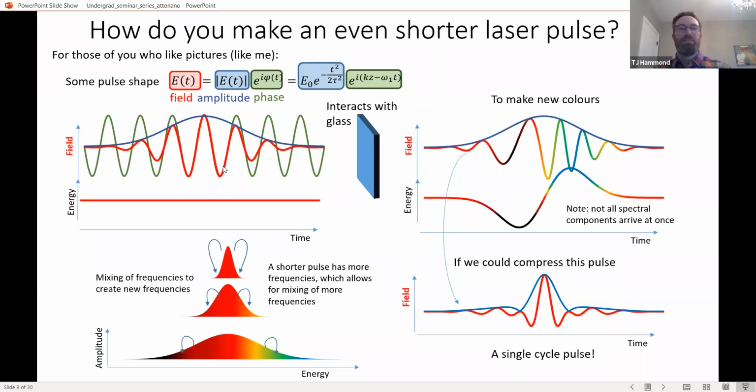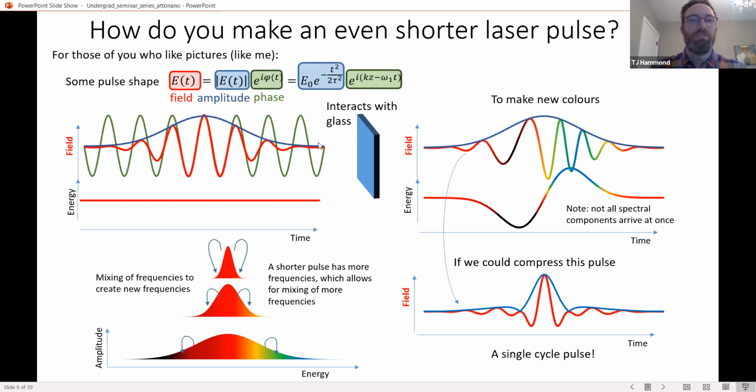But how do you create even more frequency components? Another way is called self-phase modulation. And this is an even higher order process, so you need an even stronger laser to be able to do this. But if you like pictures, you can describe it this way. Any field pulse can be described in terms of its amplitude, which is this blue outline here, this envelope, and its phase, which is this green oscillating thing. So this oscillates up and down with some sinusoidal phase.